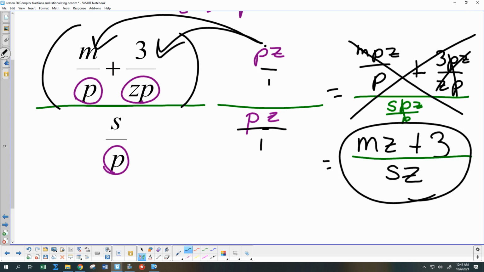Questions from anybody with the complex abstract fractions? Okay, then we're going to move on to rationalizing denominators.